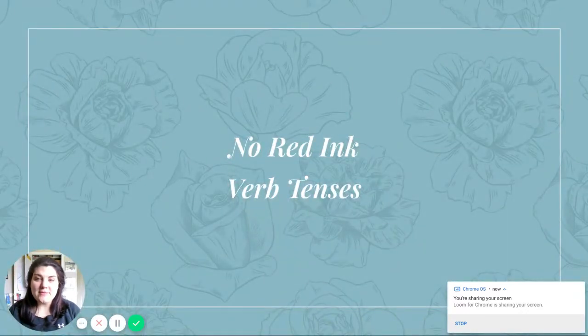So, no red ink, verb tenses. Look at how pretty this background is. Go ahead and set your timer. Remember, you should be getting through those lessons. If it's taking you a little bit of extra time, that's okay. You just need to get through those so that you are prepared for your quiz.